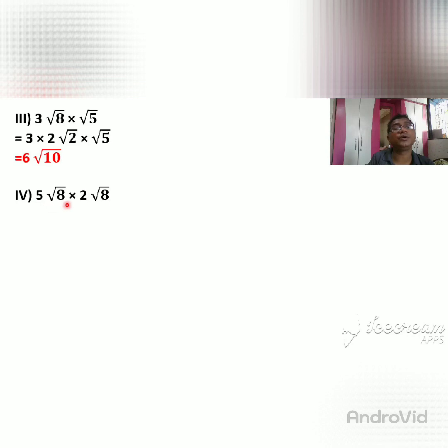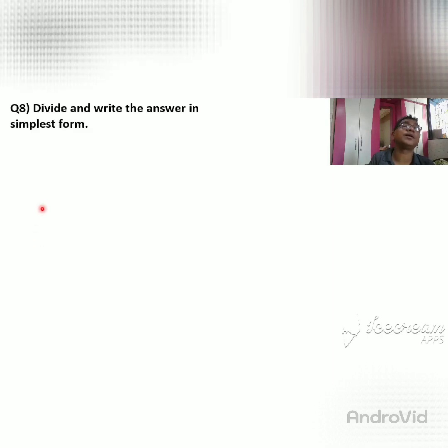So 5 into 2, what do you get? 10. 10 into 8. See, 5 into 2, so I write here 5 into 2. This root 8 into this root 8, root 8 into root 8, what do you get? 8. 5 times 2 is 10, 10 times 8 is 80. So you are getting 80 here. So I write here 80. Any doubts here?